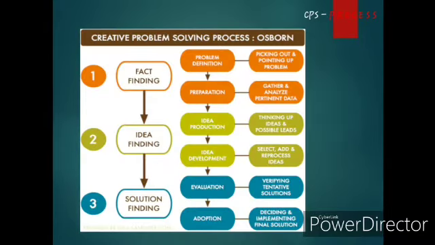The Osborne creative problem solving process you can apply is to find 3 facts: find ideas, find solution, find fact. Fact finding has 2 fractions, namely problem definition and preparation. Idea discovery also has 2 fractions, namely idea production and development of ideas. The solution finding also has 2, rating and leave.